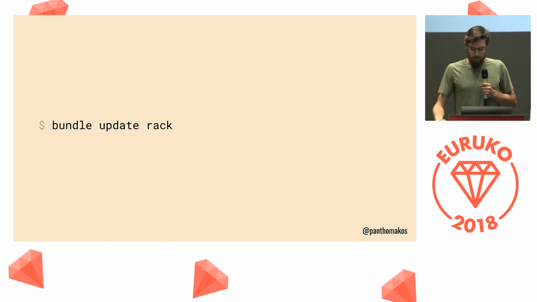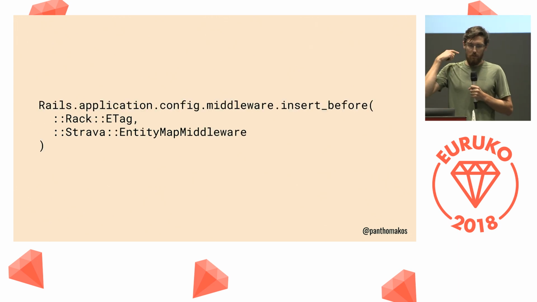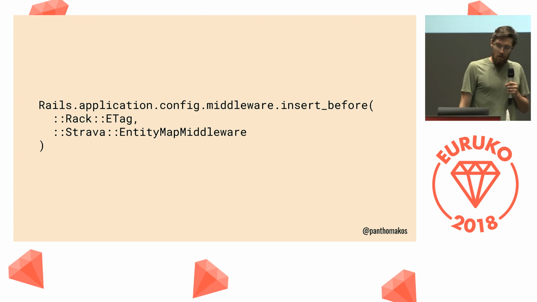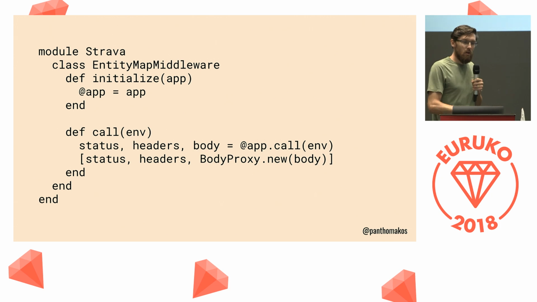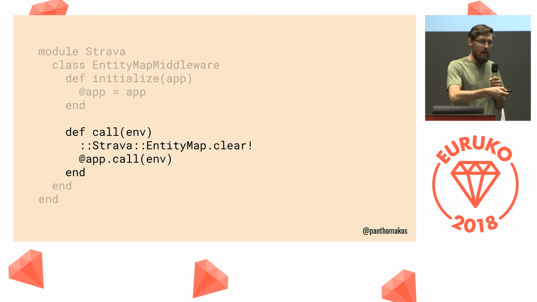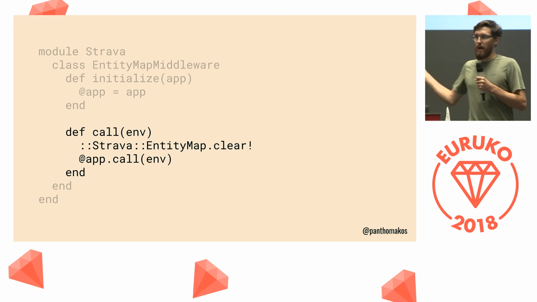My next option is I could update rack, right? I could just use a newer version of rack that has this fix in it, and then the problem maybe goes away. I could also insert my middleware before the rack etag middleware and just bypass the problem. Maybe I'm stuck on a particular version of Rails that is using a particular version of rack and I can't update it yet. I could also take a totally different approach. I could change my entity map middleware to, instead of using a body proxy, just clear the cache before running the request, right? This effectively accomplishes the same thing. I have a totally clear cache, and then my request runs.